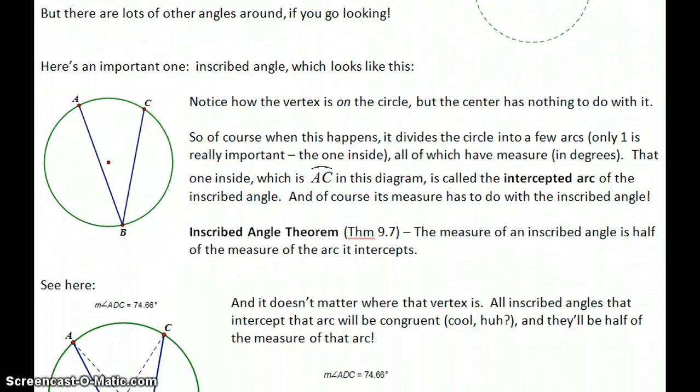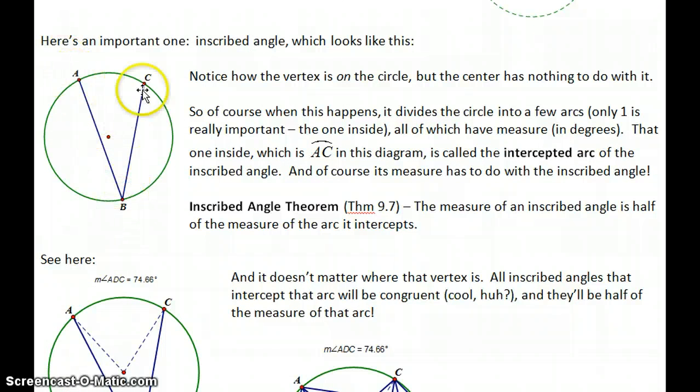There are some other ones. Here's the first one, inscribed angle. Now, what's weird about this is this came up a lot already in the homework for 9.3 and 9.4. They're asking you to apply the rule you're about to learn now in some of those problems, and it's kind of strange.